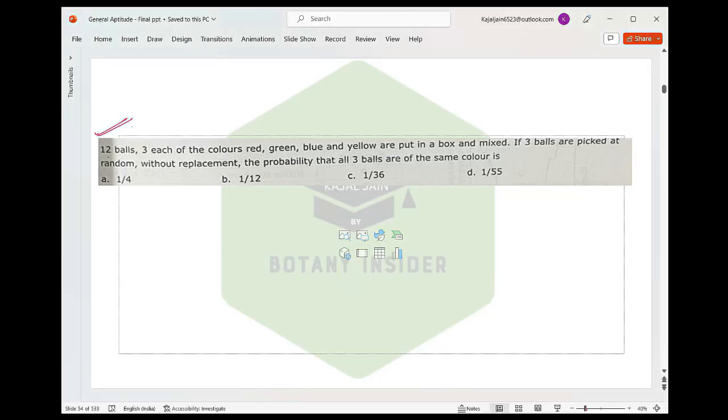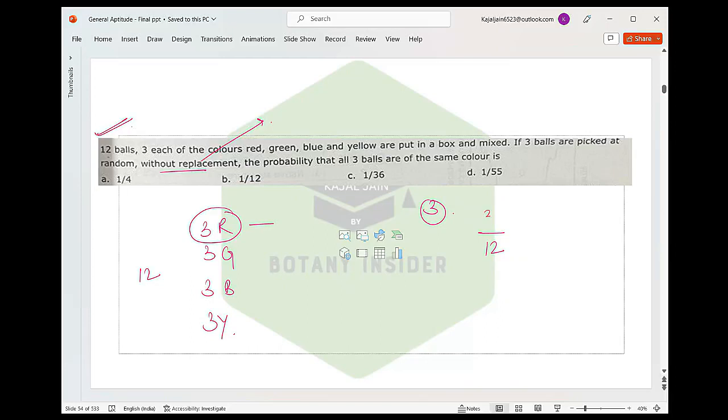Very simple question. 12 balls are there, and out of these 12 balls, 3 are red, 3 are green, 3 are blue, and 3 are yellow. Okay, they're put in a box and they are mixed together. We have to pick up 3 balls without replacement. Very important terminology, without replacement. That is, when you're picking up the first ball, you're not placing it again in the box and you're taking up a new ball.